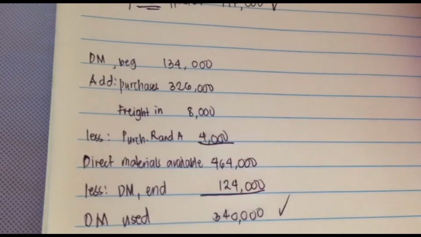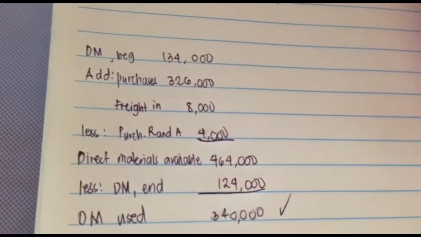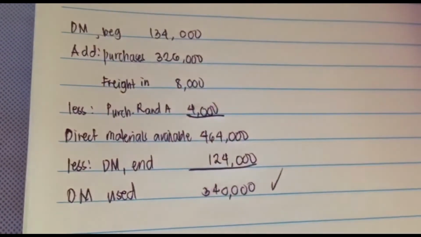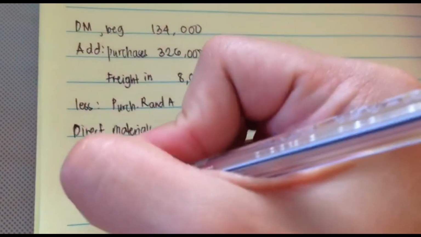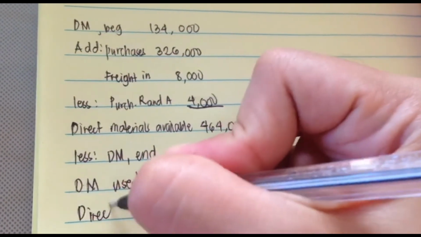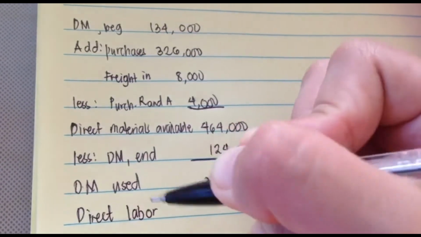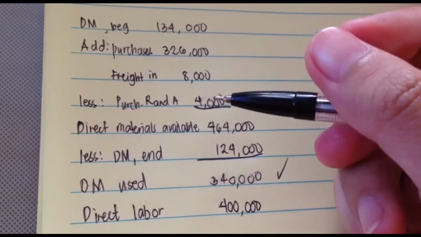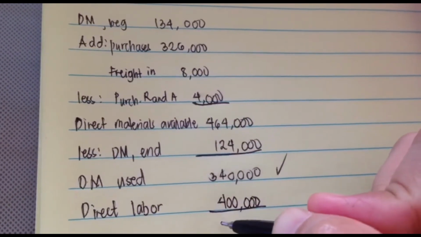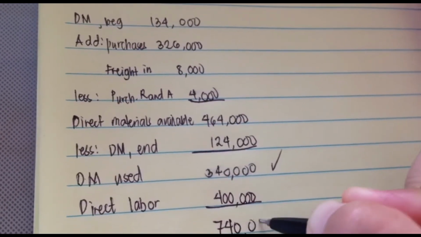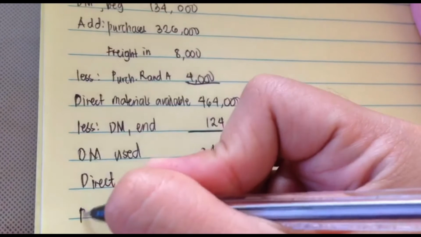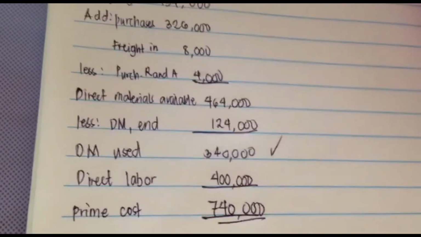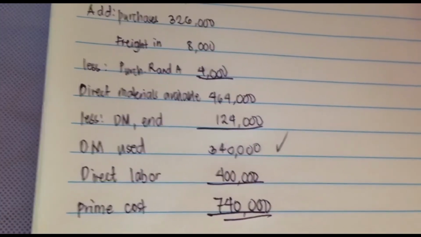What was asked first? Total prime cost. So, we have to add to our direct materials used our direct labor of 400,000. And we can already get our prime cost: 740,000.